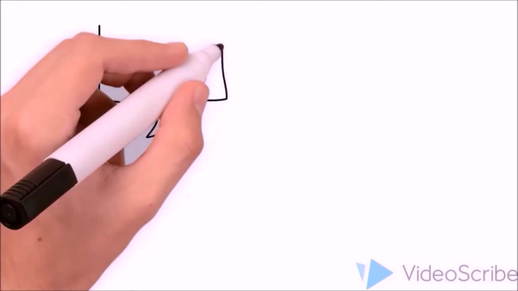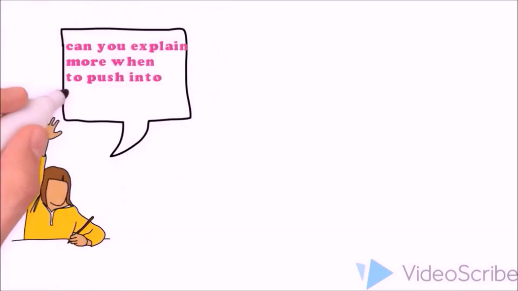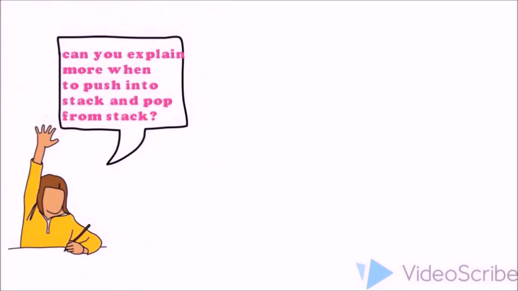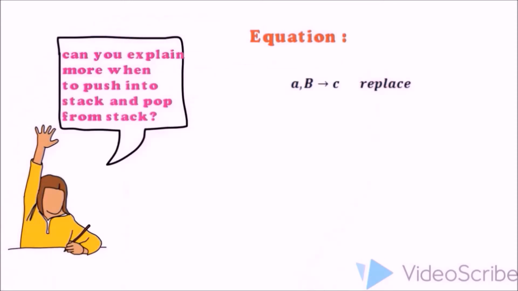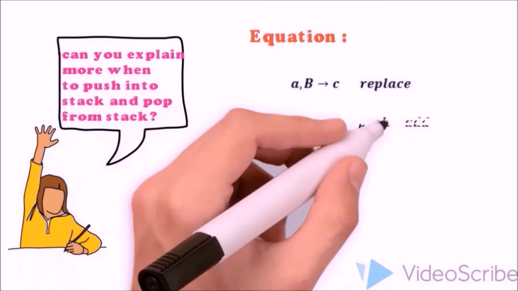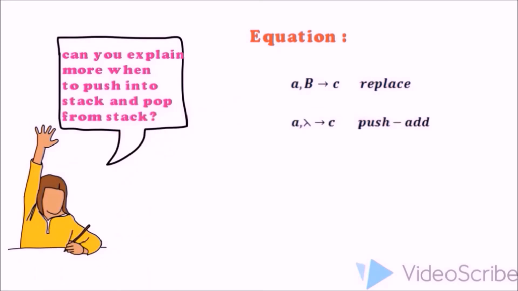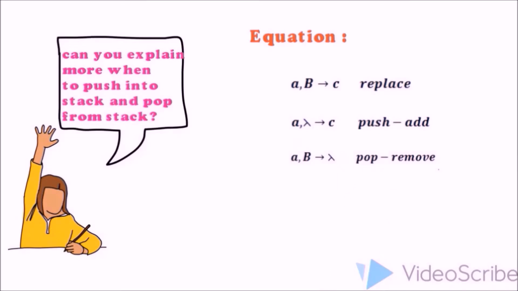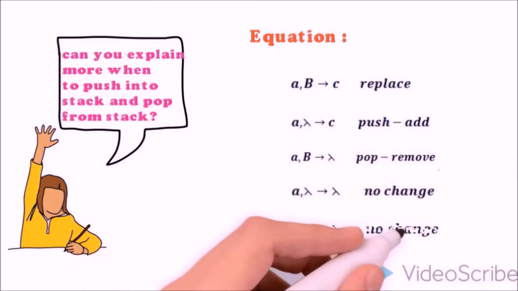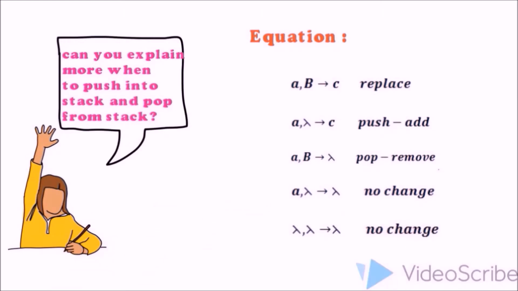Amanda, can you explain more about where to pop and push the input string? Sure, Maria. Okay, now look at the equations given. The first equation shows when we need to replace the input in the stack with another string. The second equation shows when we need to push the input into the stack. The third one, A, B, equal to lambda, means we have to pop B from the stack. The fourth and the fifth equations show there is no change in the stack.